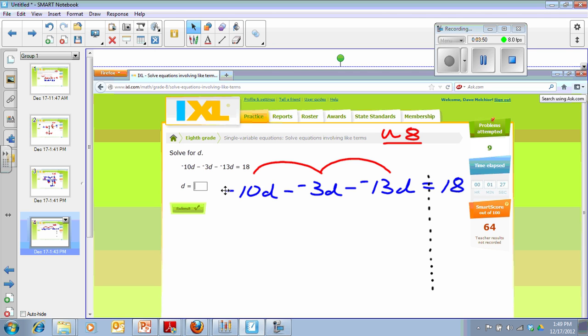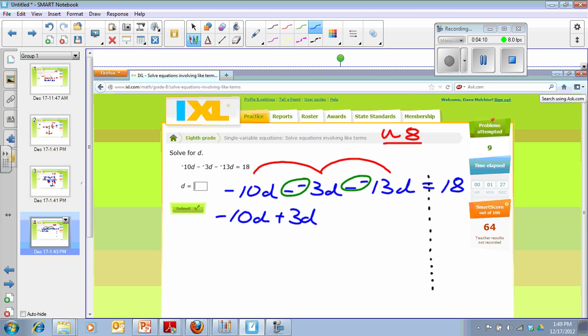But before I do that, I think I'm going to get rid of double signs. So this negative 3d and this negative 13d. Let's see if we can get rid of those double signs. Still going to leave my negative 10d to start the expression. But a negative times a negative in that circle makes a positive 3d. And a negative times a negative makes a positive 13d. And then, of course, all of this is going to equal 18.